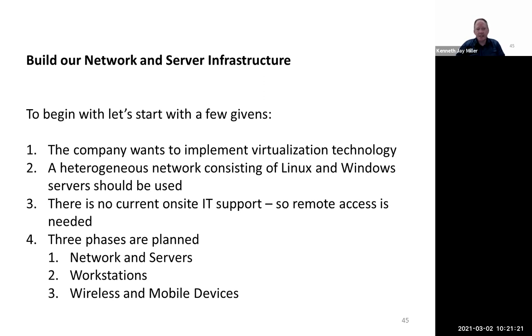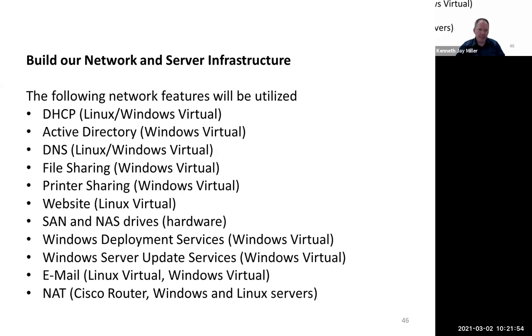Now we're going to build our design of our network and server infrastructure into three phases. Phase one is networks and servers, which is this class. Phase two is we'll look at the workstations, which we'll do a little bit of in this class. And if we have time at the end, we'll make sure that we build our wireless and mobile connectivity into our infrastructure as well. Okay. But the main focus is going to be on our networks and our servers. All right. So this is what we're up against. And this is what we're going to design.